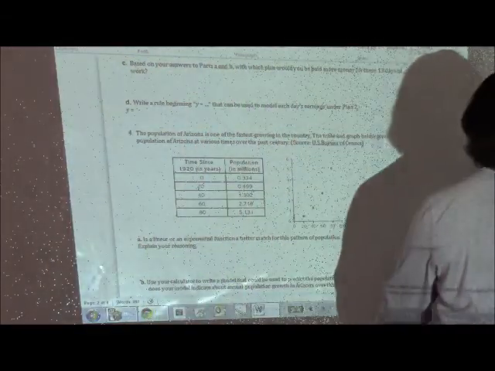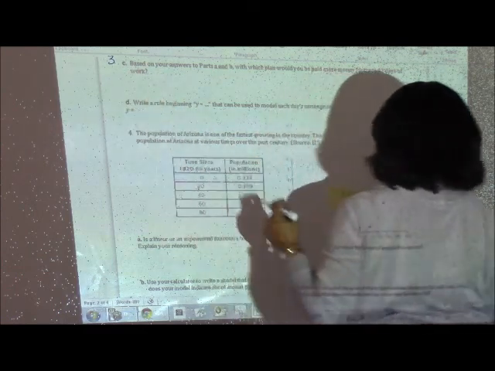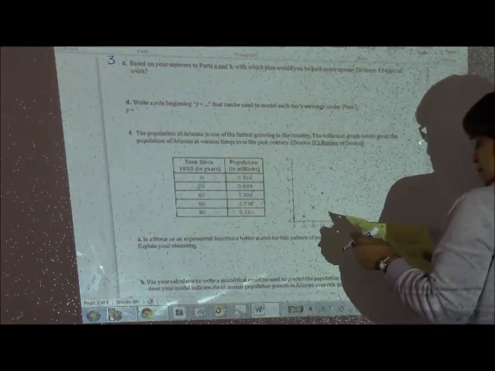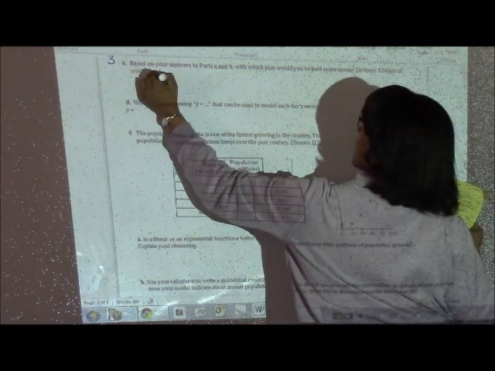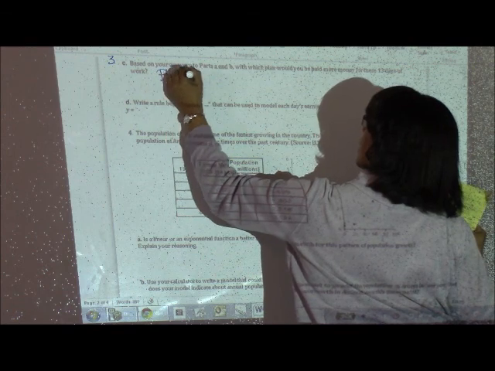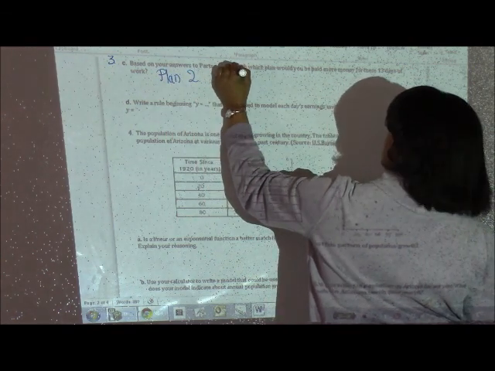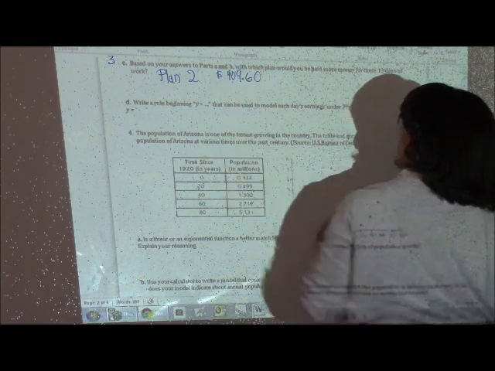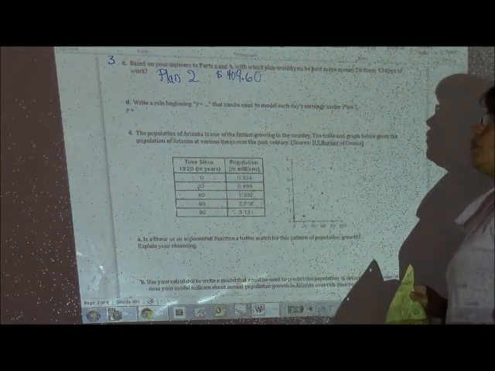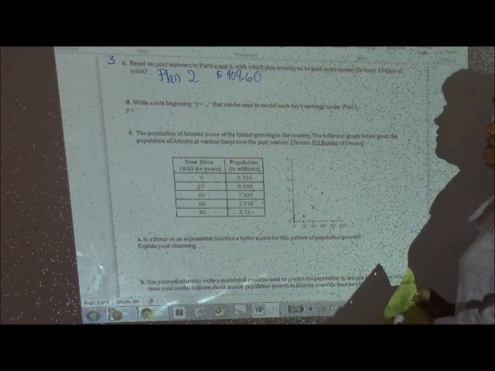Or for number 3C. Okay, so here we are. This is 3C. I'm still on number 3 with you. And again, it's plan 2. And we ended up with $409.60. Plan A, or plan 1, we only had $195.